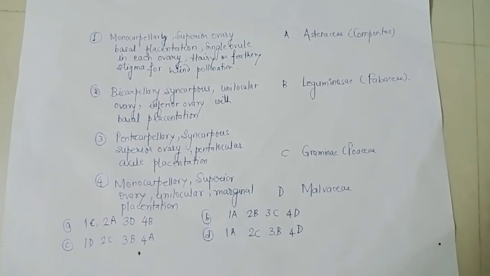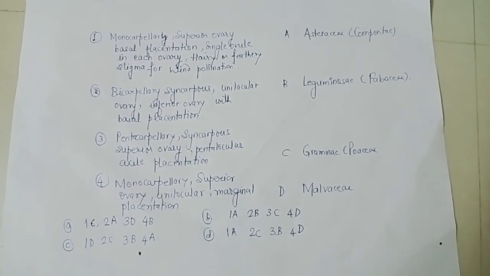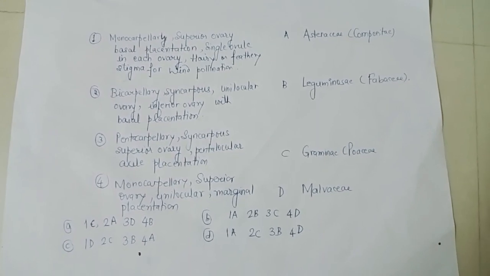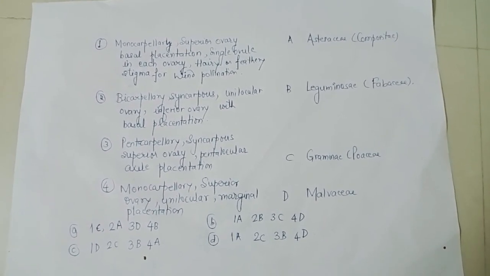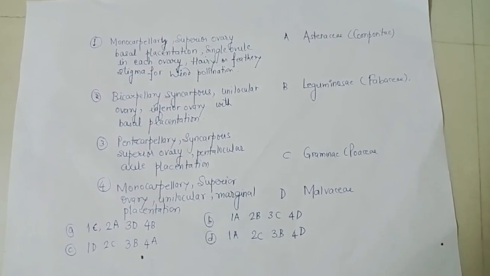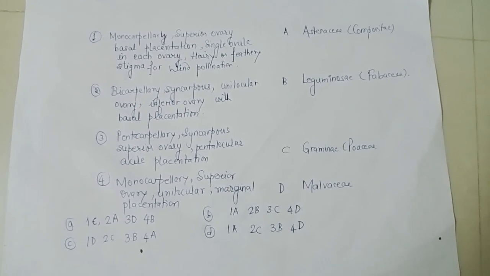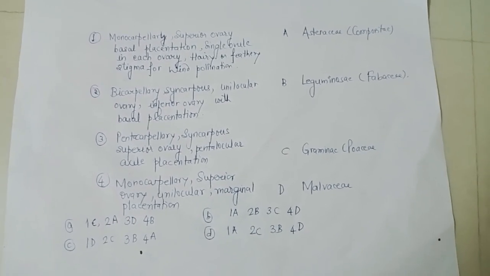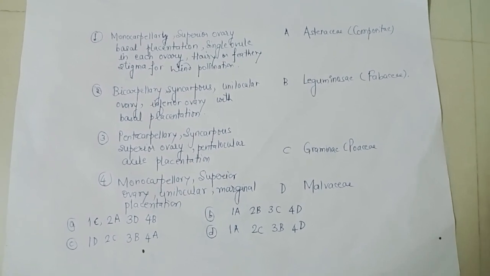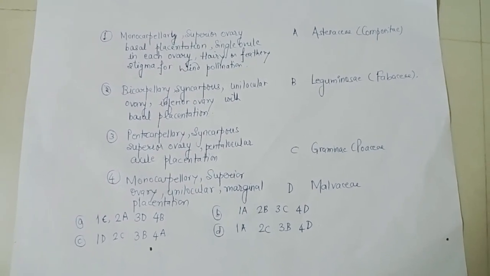The tricky questions which can be asked for NEET examination. They have given the characteristic features in column A, which is represented by 1, 2, 3 and 4. And in column B, they have given the respective families A, B, C and D.